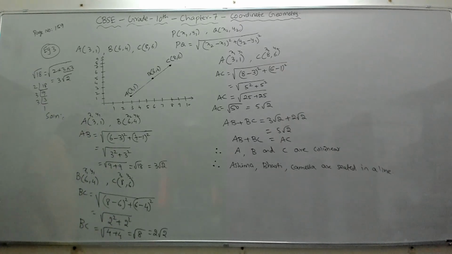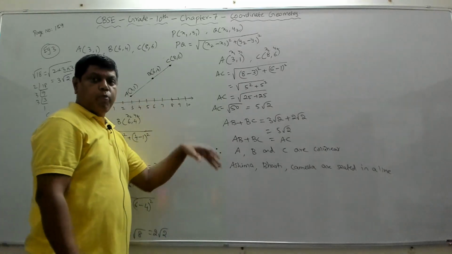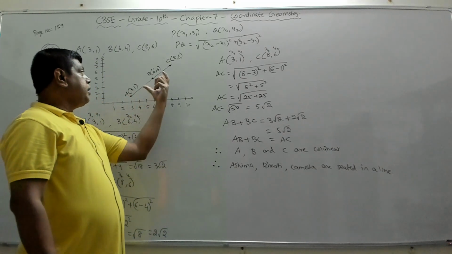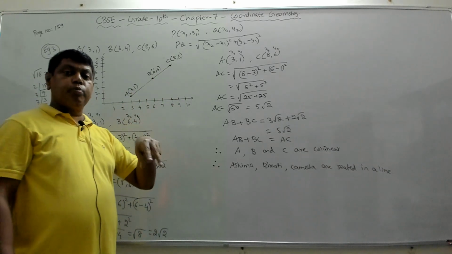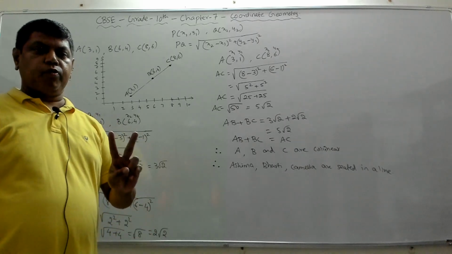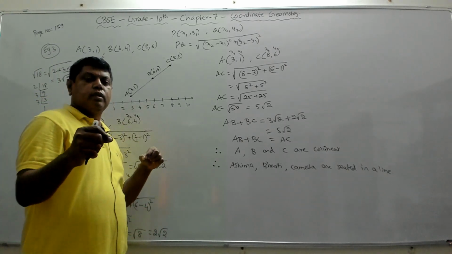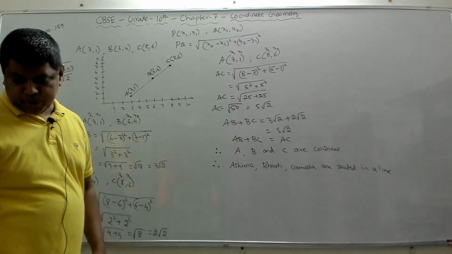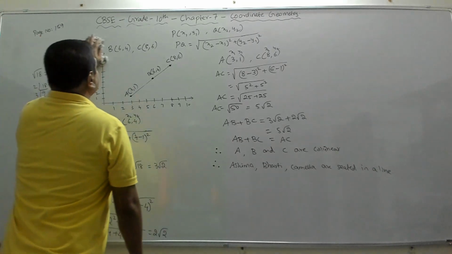Fine. So this is how we prove that 3 or more points are collinear. If you add the distance between A and B and B and C, that should be equal to AC, or the sum of 2 sides should be equal to the third side. Then the 3 points will become collinear, which means all the 3 points will lie on the same line. Fine. Now let's go to example 4. All of you can pause the video and take the notes.